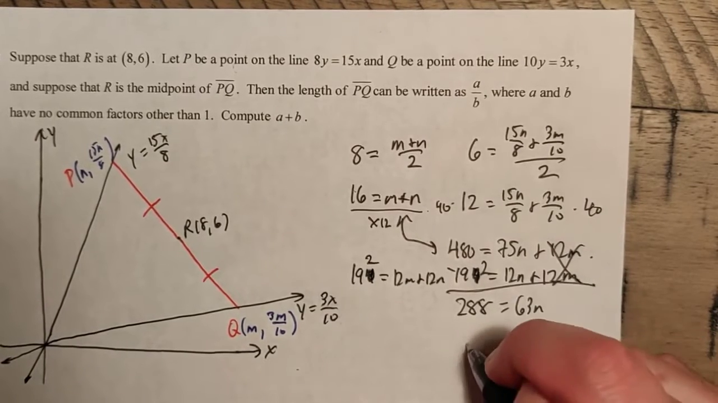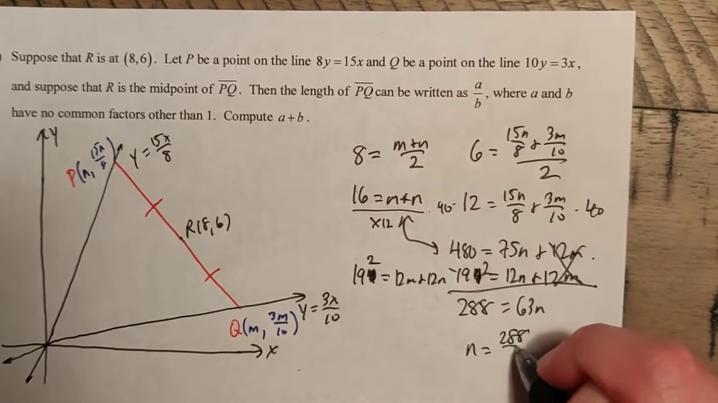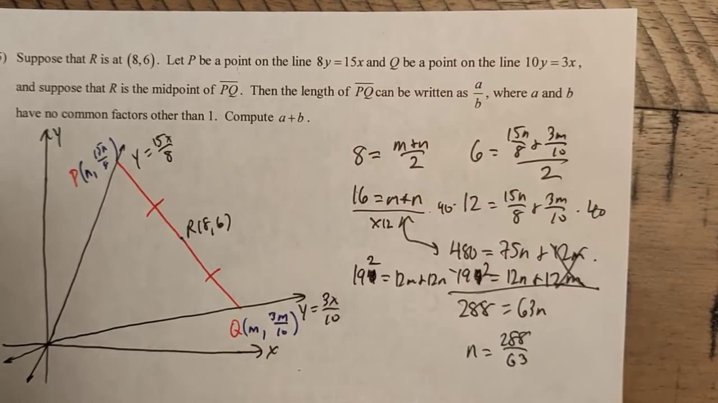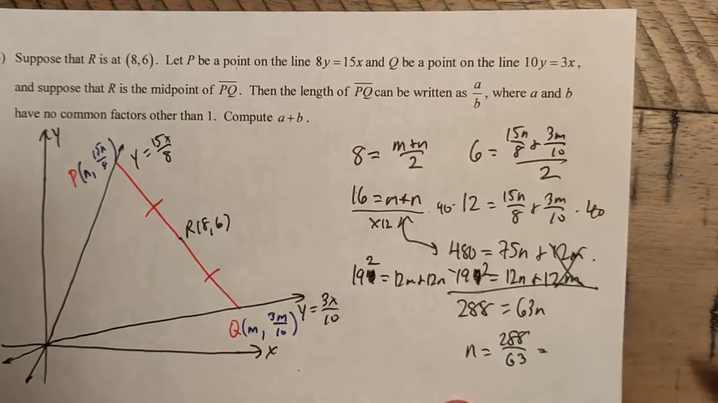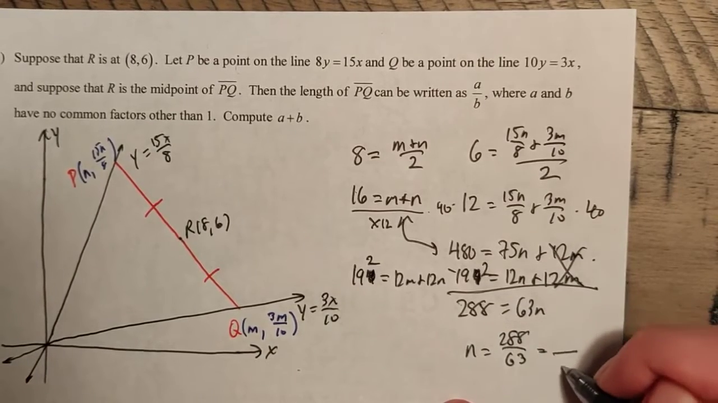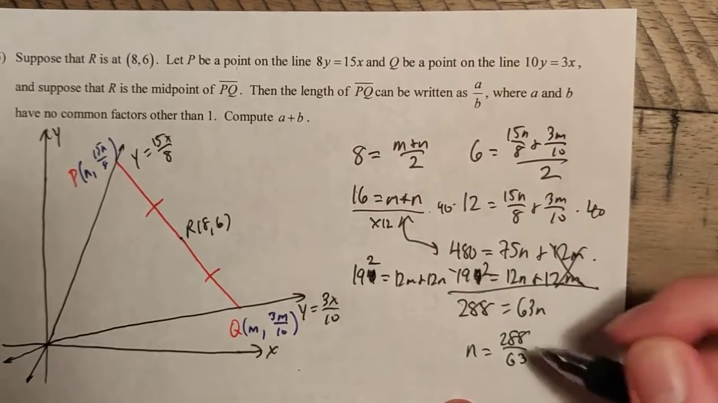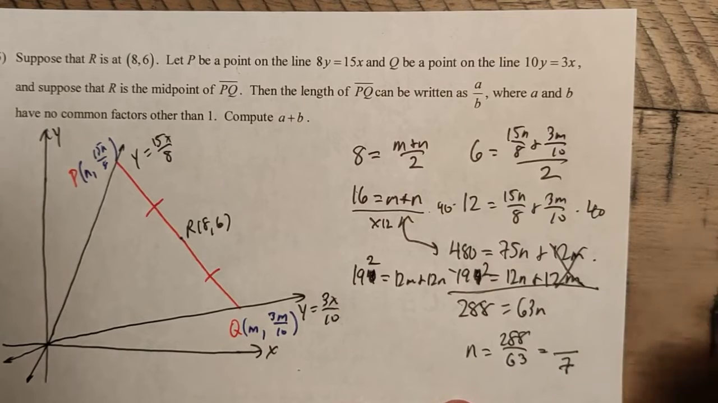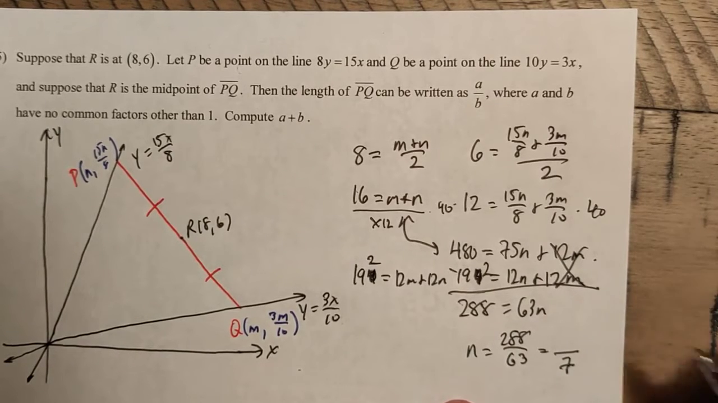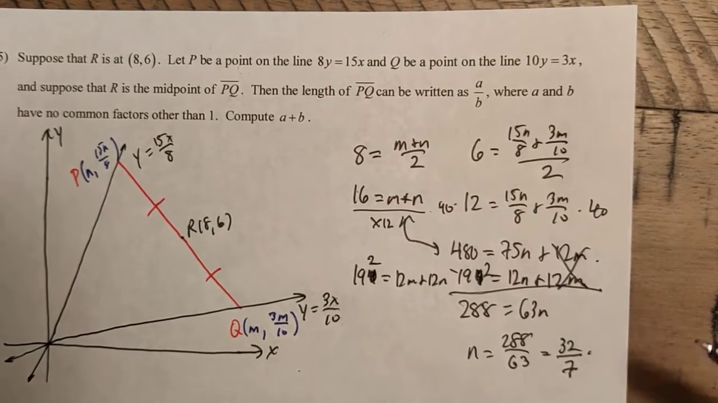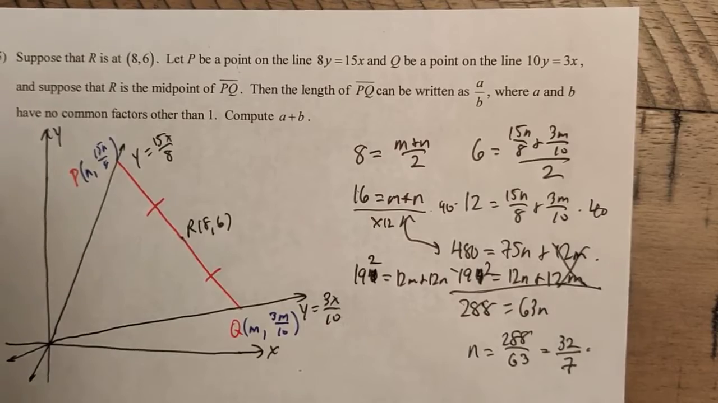So you can divide both sides by 63. You get n equals 288 over 63 here. Note that in this situation, both of these are divisible by 9, so I can divide both numerator and denominator by 9. The 63 divided by 9 is 7. 288, well, let's see, that's 270 plus 18, so if we divide each of those by 9, you get 30 plus 2, or 32. Okay. And I think you can just multiply this out to be sure. So now that tells us n is 32 over 7.